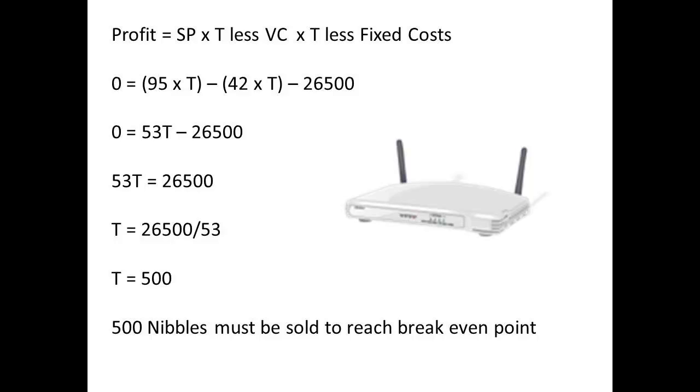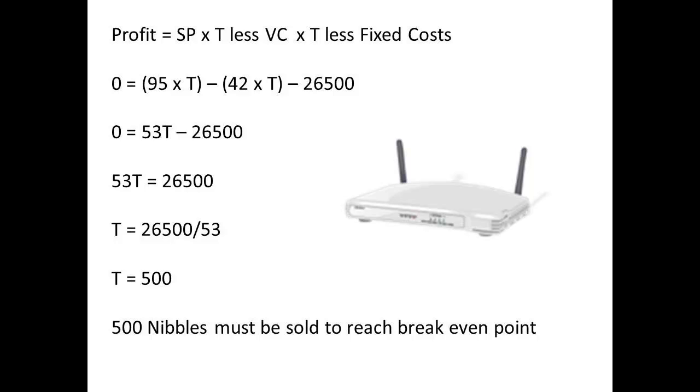Remember that at the break-even point there will be no profit. The profit equation is now applied. The zero profit obtained will be found by selling price multiplied by number of units, less variable costs multiplied by number of units, and then less the fixed costs. We have used T to represent the number of units.